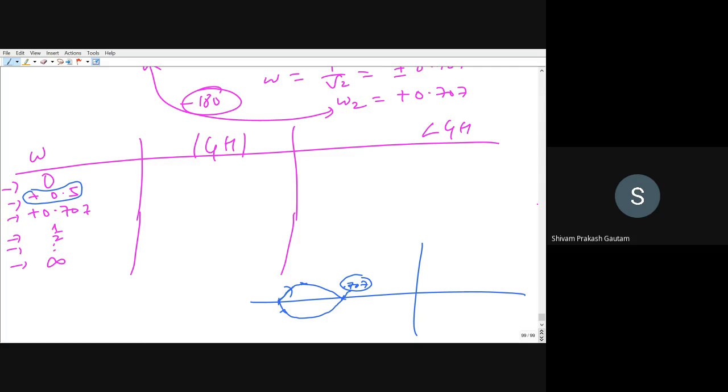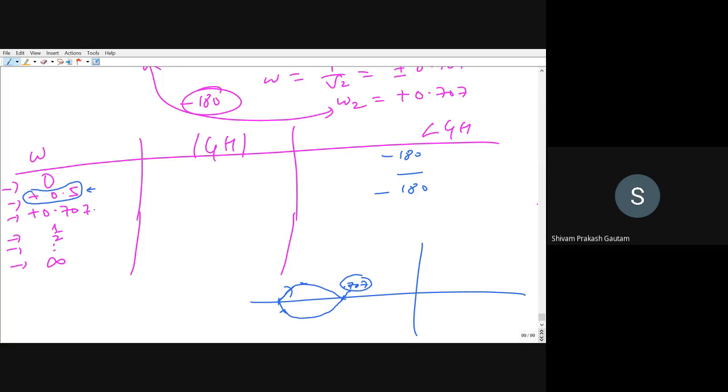Either it can move upward or it can move downward. So how will you know whether the plot is moving upward or downward? You can select the middle frequency between 0 and 0.707, and for this frequency you can calculate the phase. Suppose at 0 your phase is minus 180 degree, and at 0.707 your phase is again minus 180 degree. But the phase at this middle frequency will determine whether your plot moves upward or downward. Is it clear?